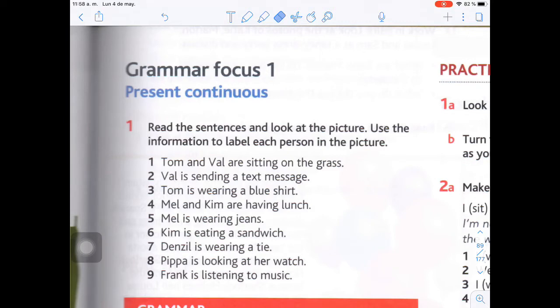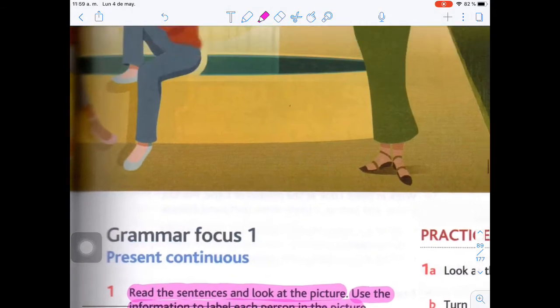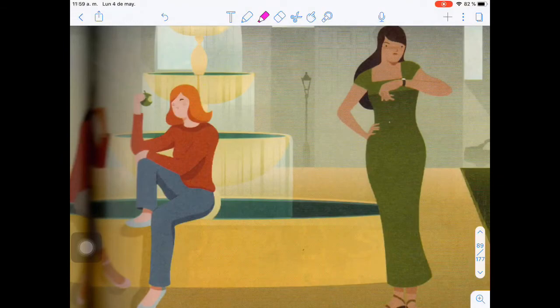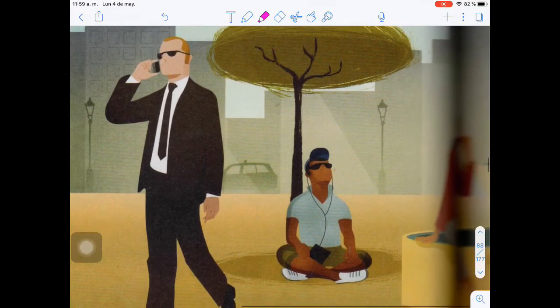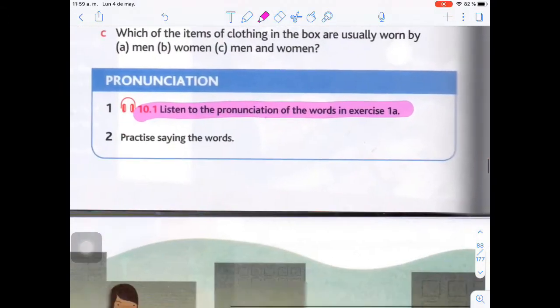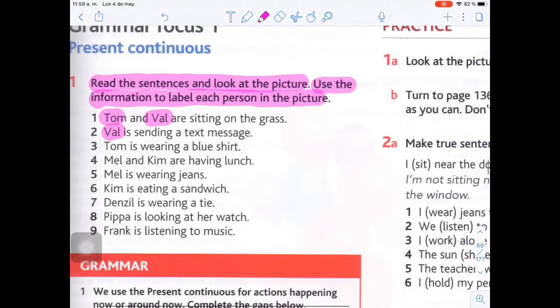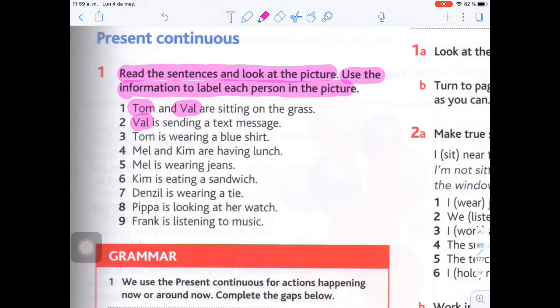It says read the sentences and look at the picture. Use the information to label each person in the picture. So here we have the names of some of the people in the pictures. They are referring to these people in the upper part of your book, these people and these people, right? So what you have to do is to read the sentences, and according to the information presented in the sentence, you are going to identify who is each person.